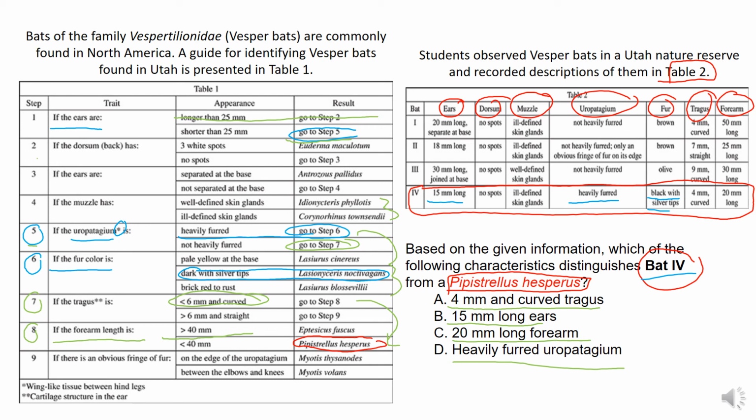Your answer would be D, heavily furred Uropatagium. And the reason why, let's go back and look here. This is where we split. Right here. Step 6 and step 7. We split right in those areas.